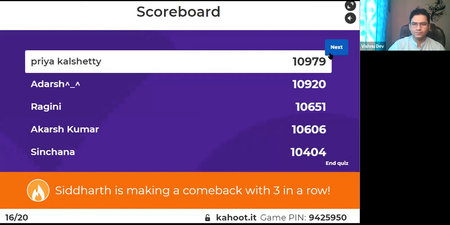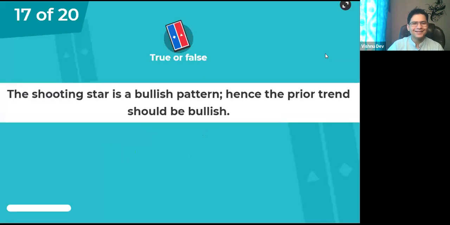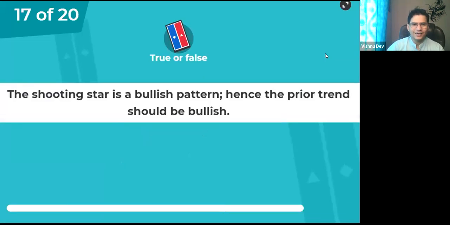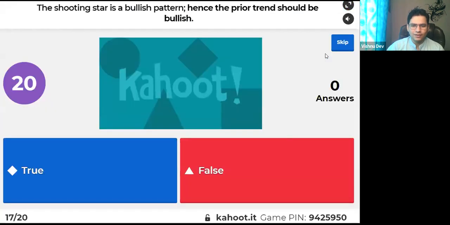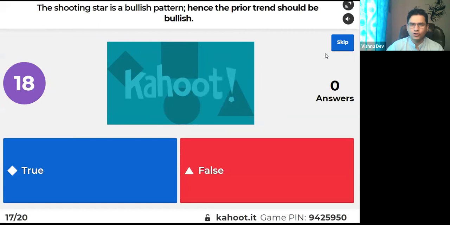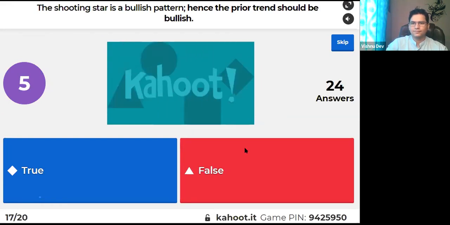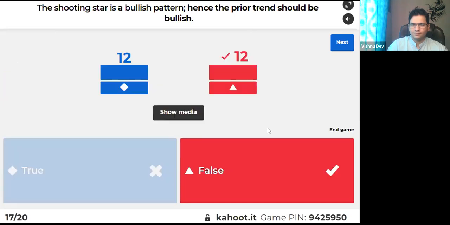Everyone has become so rich, look, everyone has 10,000 points. The shooting star is a bullish pattern. Hence, the prior trend should be bullish. Guys, first tell me, the shooting star is a bearish pattern. Yes or no? It's a bearish pattern. It is not a bullish pattern.